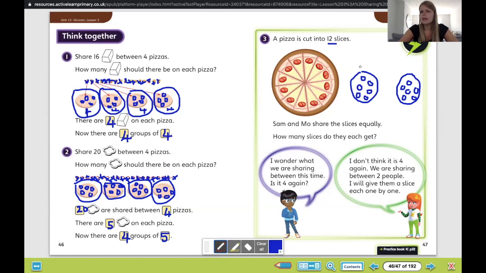So how many slices of pizza does Sam have? 1, 2, 3, 4, 5, 6. How many slices of pizza does Mo have? 6. Have we shared them equally? Do they have the same? Yes, they do. Brilliant.